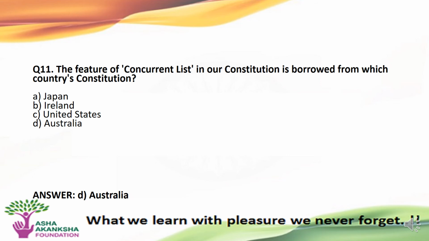The next question is: the feature of the concurrent list of the Constitution is borrowed from which country's constitution? Options are A. Japan, B. Ireland, C. United States, and D. Australia. The correct answer to this question is option D, that is Australia.